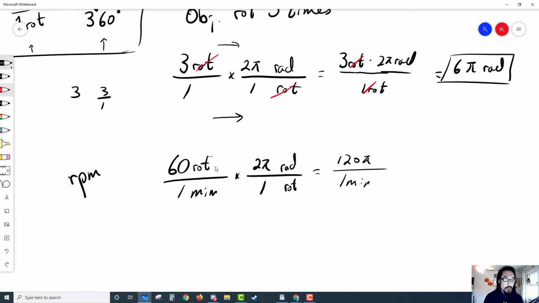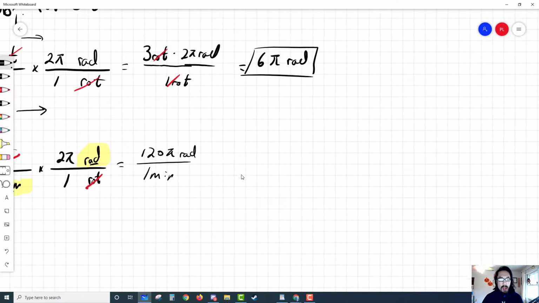If you want to see the mathematical hoops I jumped through, I know that the rotations will cancel out, and so the only units that are left are my radians and my minutes. So that's how over here I would get 120 pi radians per minute, because these are the only 2 units that are left. We're almost there. We're halfway there, in fact.